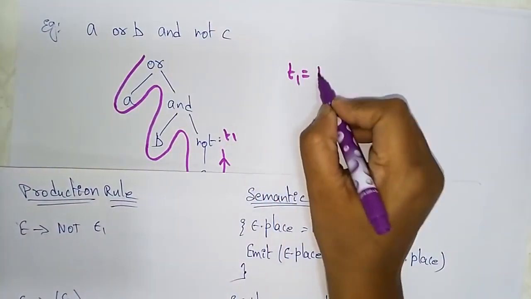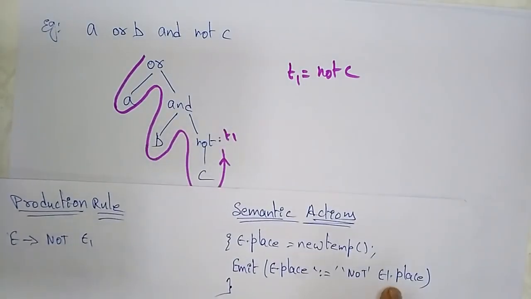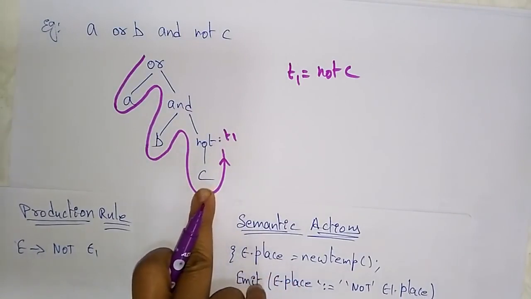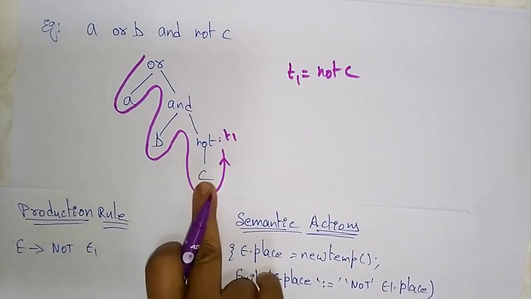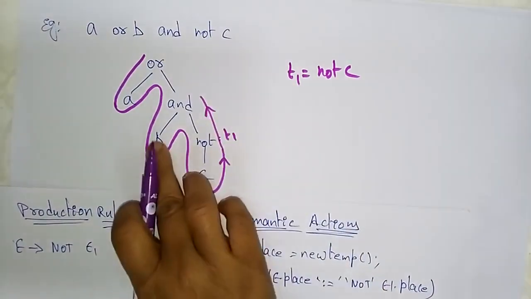T1 is equal to not C. E1 dot place, what is the E1 dot place? The value of E1 dot place is that C value. So not C. Now again coming to here, the reduction is there.